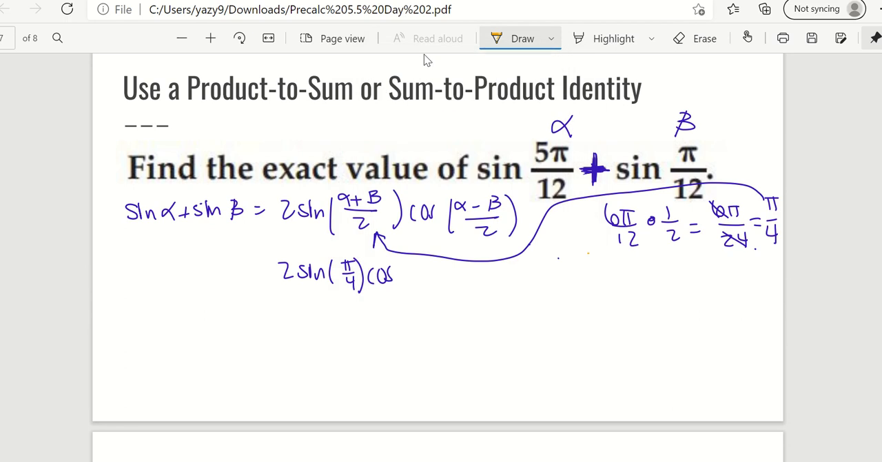So we're going to do alpha minus beta over 2. Alpha minus beta is 5 pi minus pi, 4 pi over 12. And you can reduce this, divided by 2 first. Don't forget that. So after you subtract, you're dividing by 2, which is multiplying by 1/2, which is 4 pi over 24. Again, I could reduce this, divided by 4 on top, divided by 4 on bottom, and I have pi over 6.